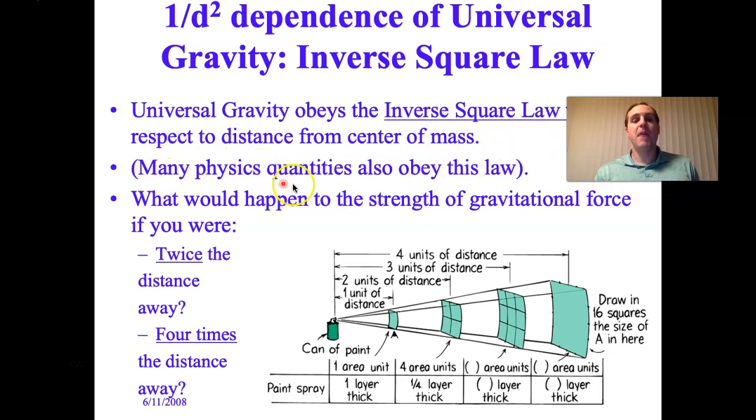Now it turns out many physics quantities also obey this law. Okay? So any physics quantity that can be thought of as a point source of energy streaming out can be thought of as obeying the inverse square law. Let's think about why that is.